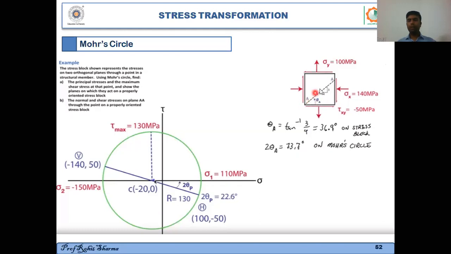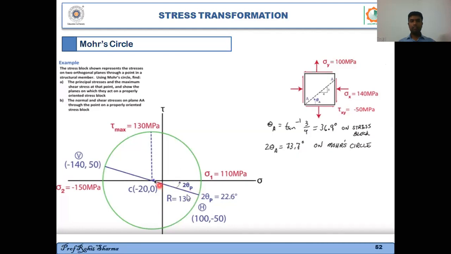So if I have to get to this face AA, then I'll have to rotate the horizontal face by an angle of theta A on the stress block, right? And on the Mohr circle, I'll have to rotate it by an angle of twice theta A, right? So this is my Mohr circle, this is my horizontal point, this is my vertical point.